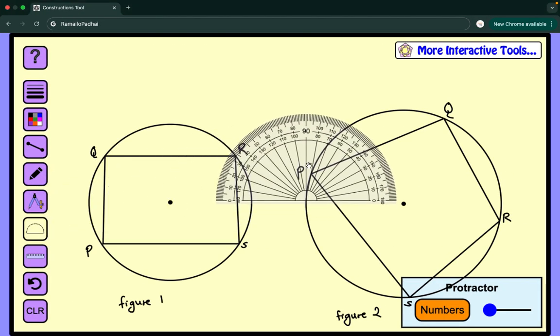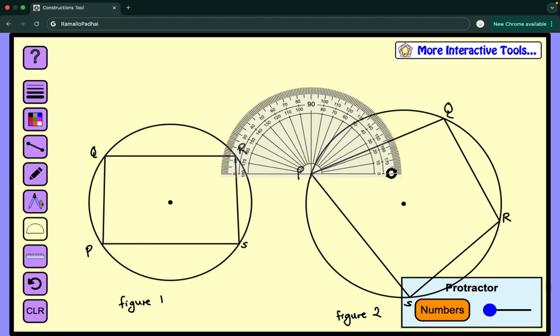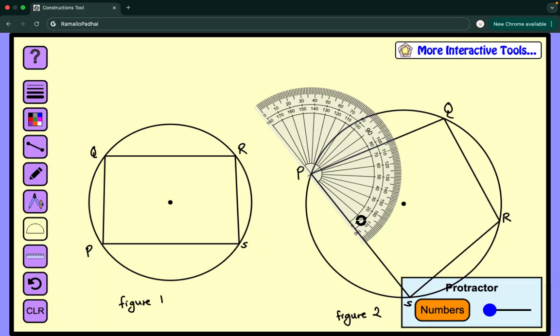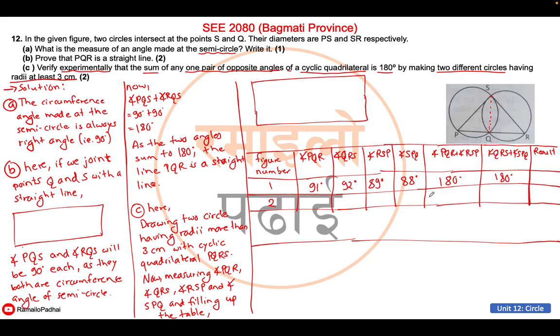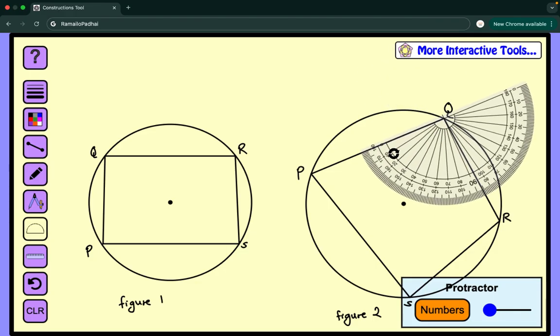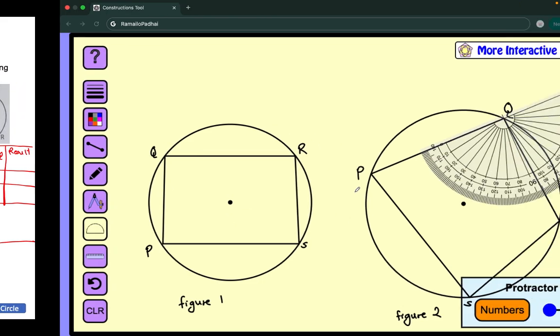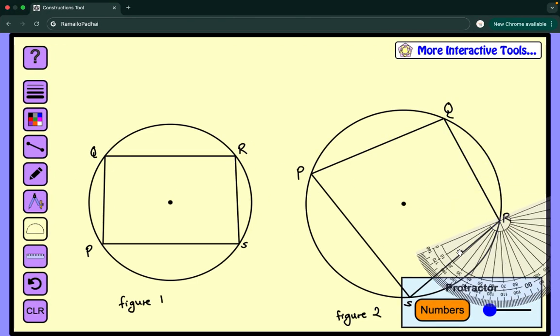Now moving on to another one. So this SPQ is 86 degrees. PQR is 86 degrees again. Now these two should be 94 degrees. Okay, let's see.